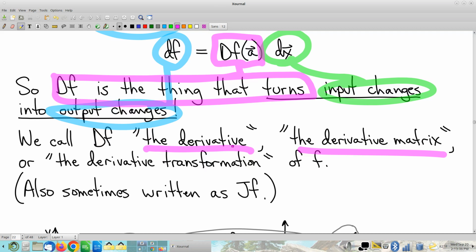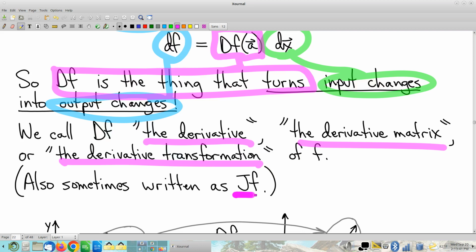All right, sometimes called the derivative transformation because it's a linear transformation. Sometimes written as JF instead of DF. This is a reference to the fact that it is sometimes called the Jacobian matrix, for historical reasons, and still in use. So heads up, be aware. Some people are going to call this the Jacobian matrix. I'm going to slip up here and there, because of the way I was mathematically brought up, I have been accustomed to calling it the Jacobian in the past as well.